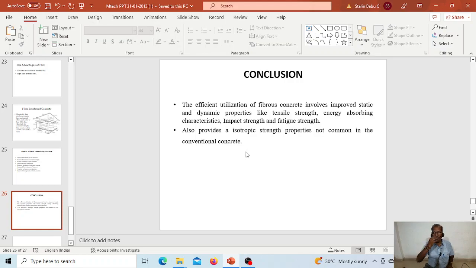It is the same material. Isotropic means the same material strength uniformly. When you add fiber to conventional concrete, it becomes fiber reinforced concrete, and the isotropic strength property is not common in conventional concrete. It will uniformly give more strength than conventional concrete.